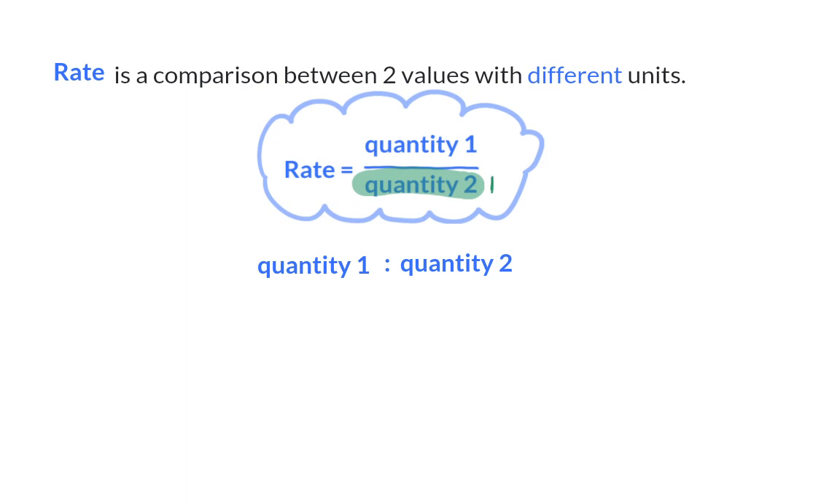For example, if you think about the speed of a car, the rate will be something like 120 kilometers per hour. This means that our quantity 1 is 120 kilometers for every 1 hour that goes by.